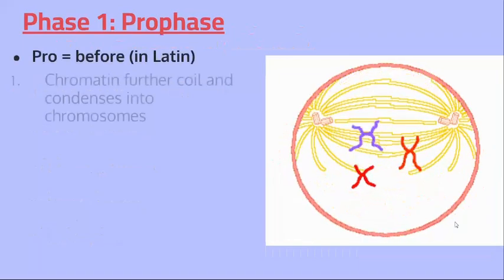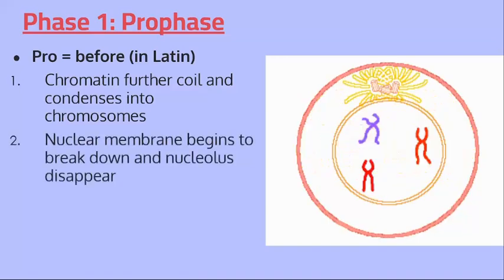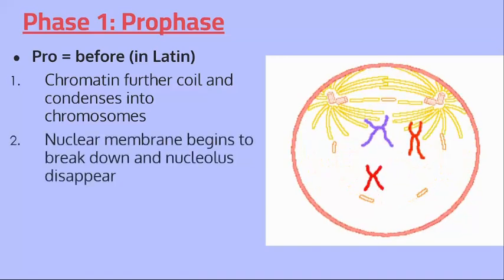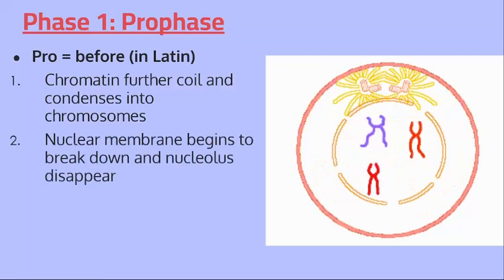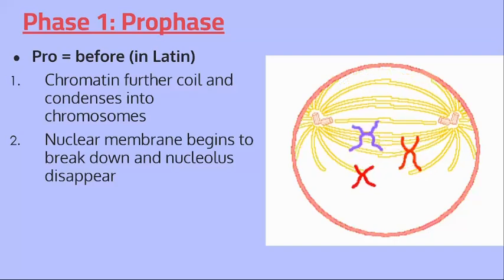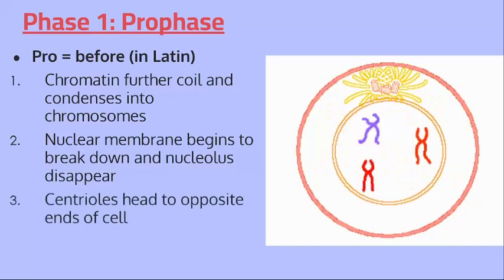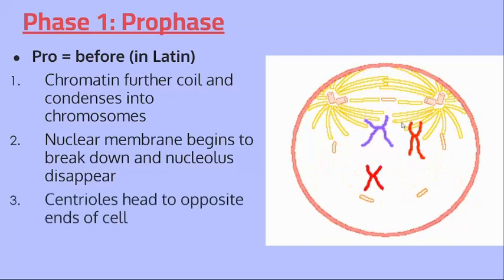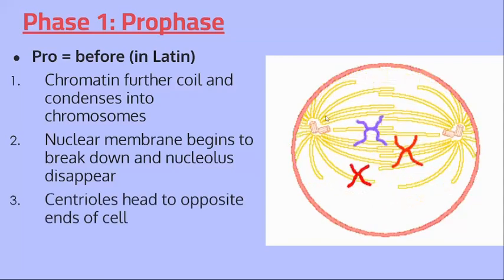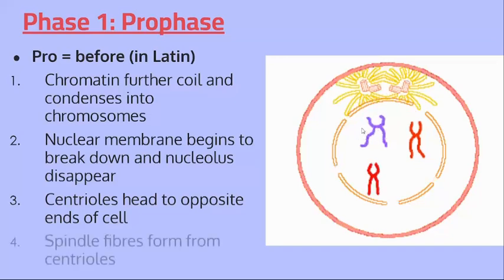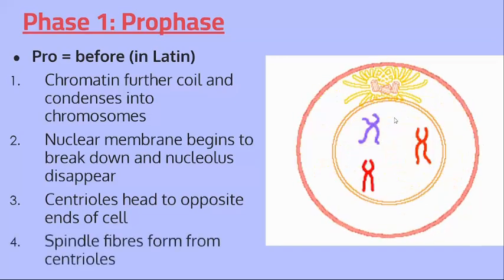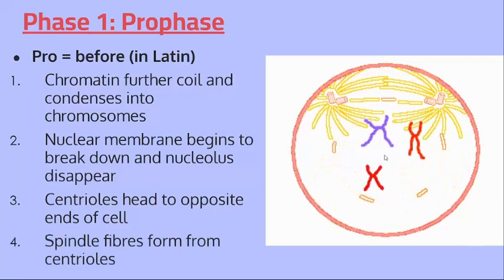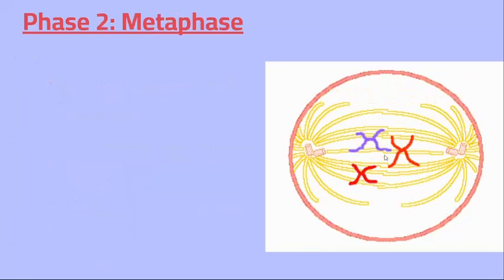So pro means before in Latin, and chromatin in here coils and condenses into chromosomes. Nuclear membrane starts to break down, and nucleolus starts to disappear. We can't find them. Centrioles head to the opposite side of the cell. You see, these centrioles are heading to the opposite side. And spindle fibers will form between these centrioles and grab onto each other, and they will eventually attach to them, but that's in the metaphase.